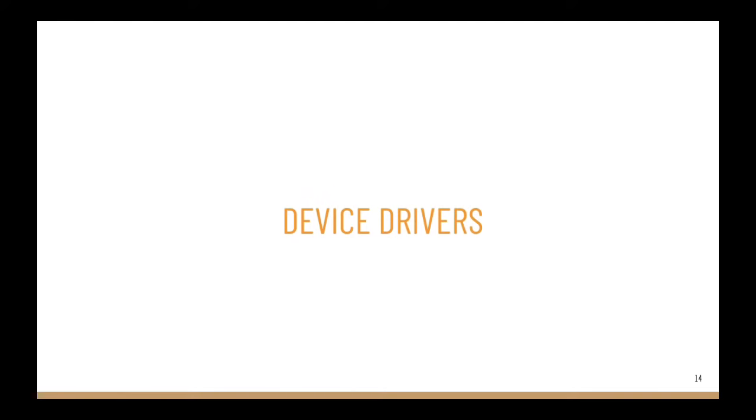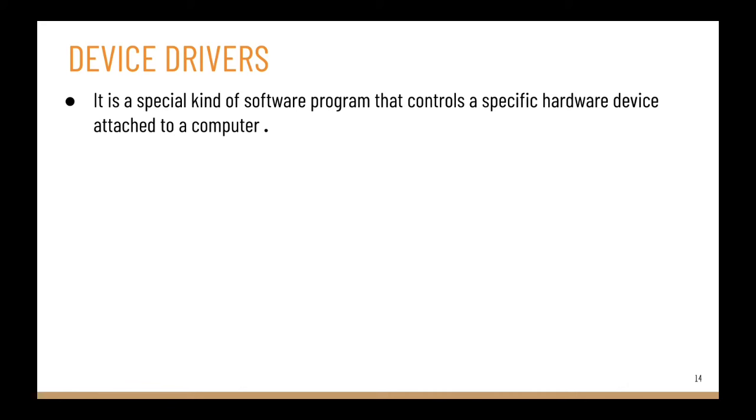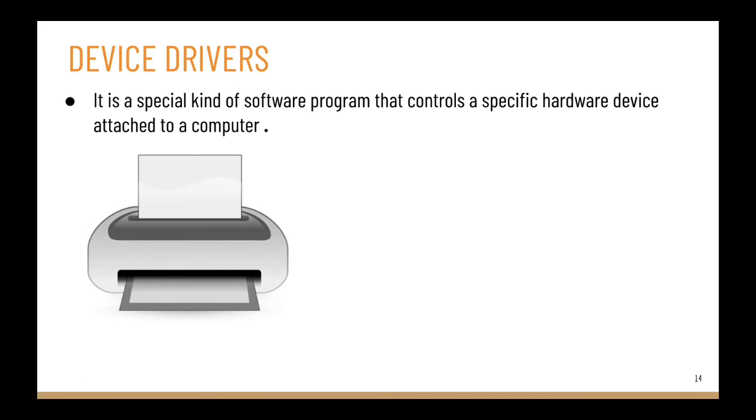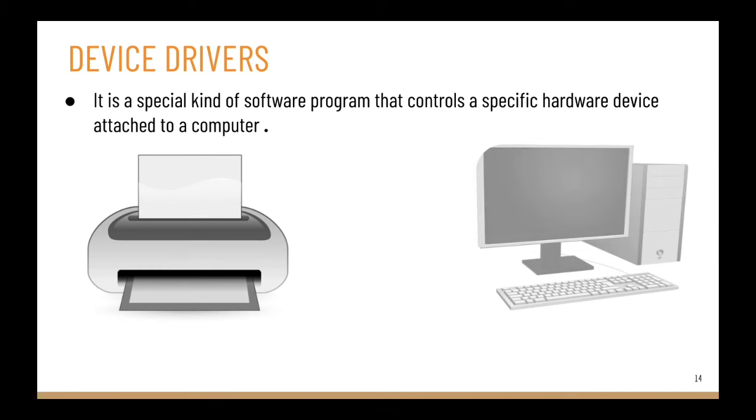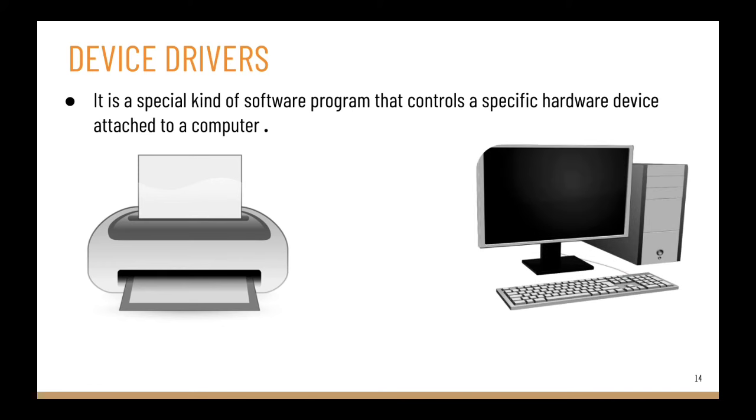Let's go to the next topic within system software, which is the device drivers. Let's try to understand what is a device driver. It is a special kind of software program that controls a specific hardware device attached to a computer. Let's say I purchase a printer for my tasks, and I already have the computer. Now, I purchased a printer, but my computer will not be able to recognize this printer. For my computer to be able to recognize the new printer that I have bought, I need a special kind of software which is known as the device driver.